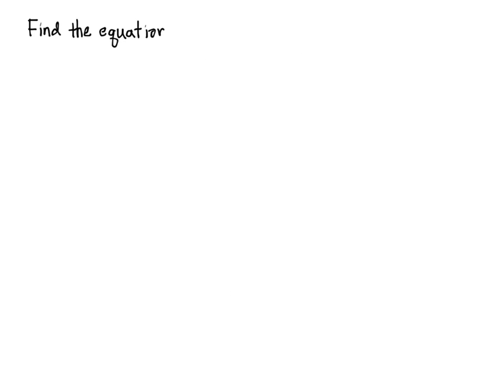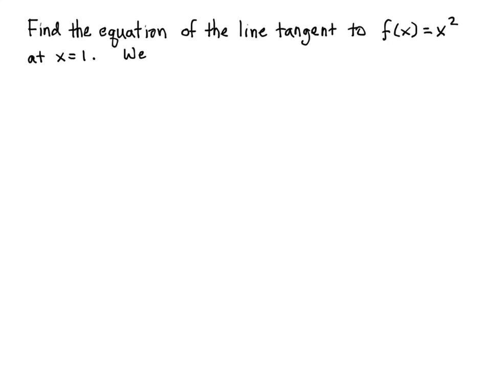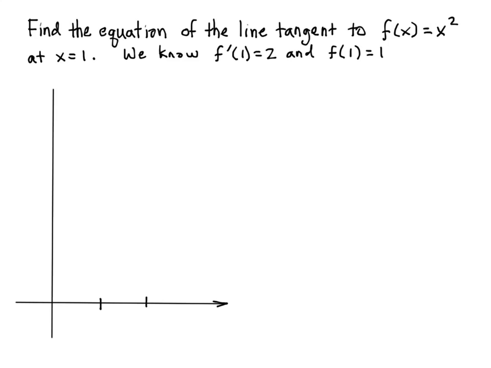Okay, so let's find the equation of the line now. The answer was 2. How do you get 2 if it was 2 plus h? Because as h goes to 0, 2 plus h is 2.